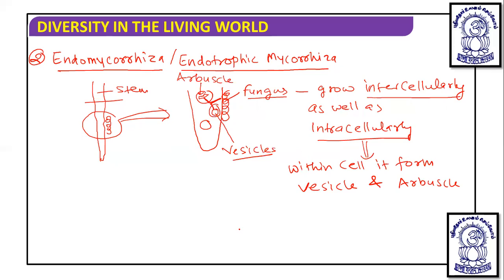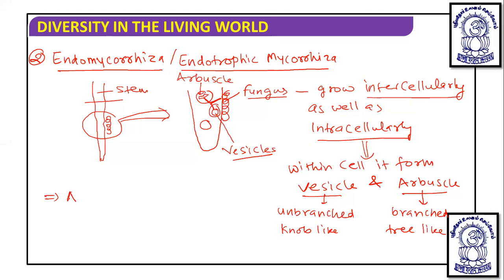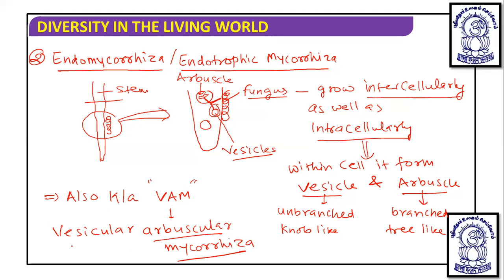Now these vesicles are nothing but unbranched knob-like hyphae which penetrate within the cell. And arbuscules are the branched tree-like structures in the cortical cells. Due to the formation of these vesicles and arbuscules, this endomycorrhiza is also known as VAM. And this VAM stands for vesicular arbuscular mycorrhiza. Okay, so this is the particular thing.